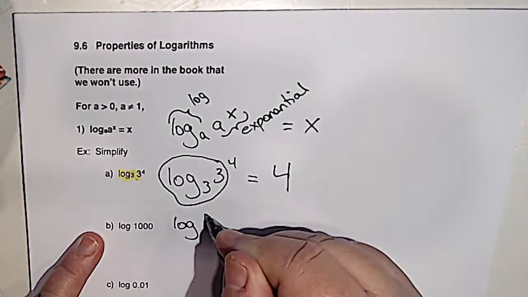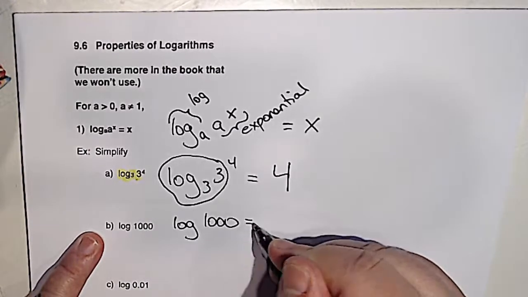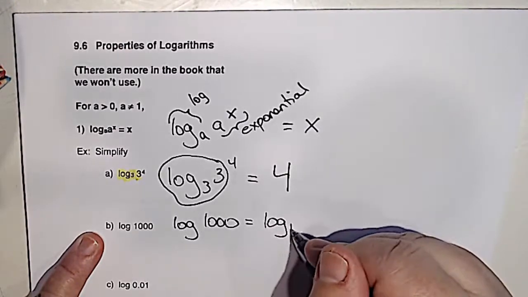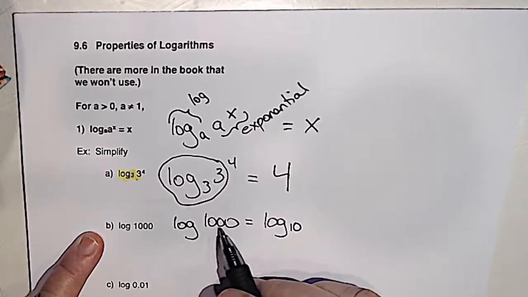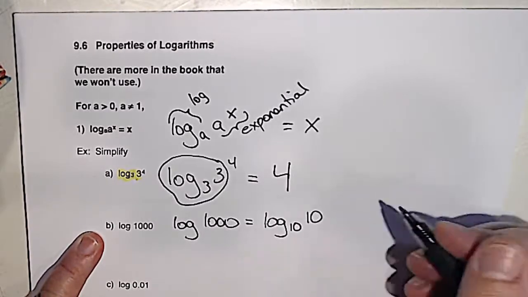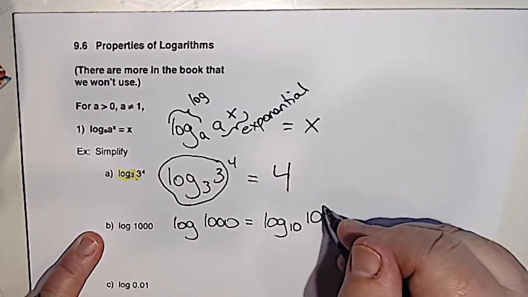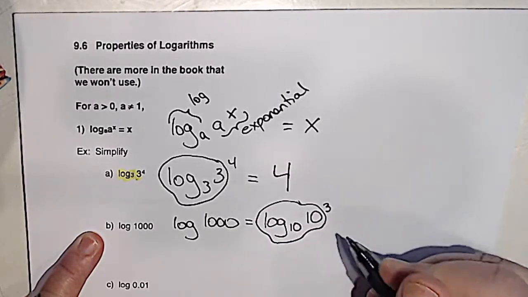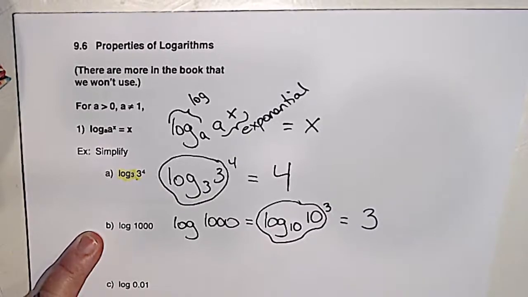Okay, now this one's not as easy. I've got log of 1,000. So what I've got to realize is this is log written without a base, which means it's log base 10. So can I put 1,000 into tens? 10 to what is 1,000? 10 to the 3rd. Log base 10 of 10 cubed is just the 3.